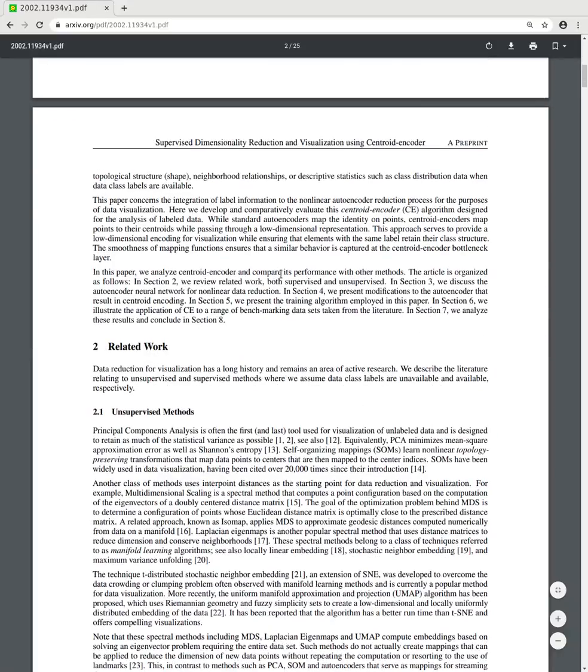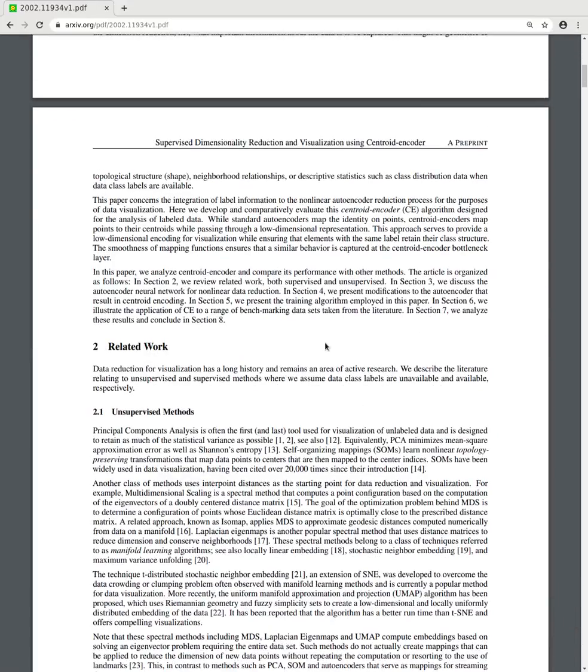In this paper, we analyze Centroid-encoder and compare its performance with other methods. The article is organized as follows. In section 2, we review related work, and so on and so on. This paper concerns the integration of label information into a nonlinear autoencoder reduction process for purposes of data visualization. Here we develop and comparatively evaluate the Centroid-encoder algorithm designed for analysis of labeled data.